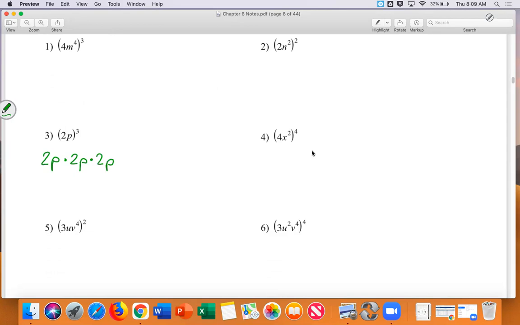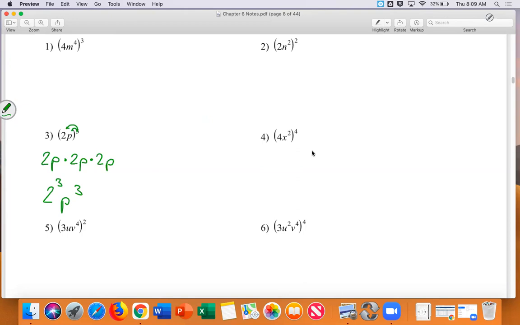Now, we could do this one of 2 ways. I'm going to do it with the exponents. All right, Nate? Now, how many 2's do I have? 3. So I'm going to write 2 to the 3rd. How many p's? 3. So it's p to the 3rd. So all I did was I kind of distributed that 3 inside the parentheses. Does that make sense?